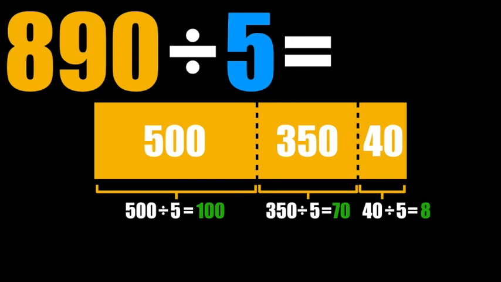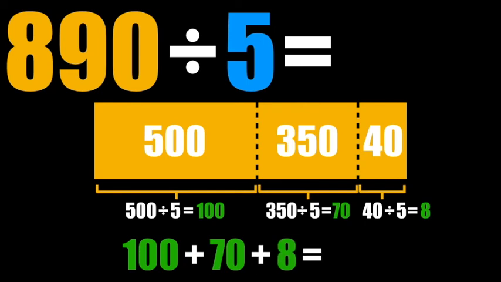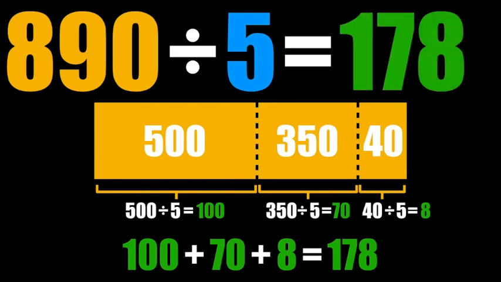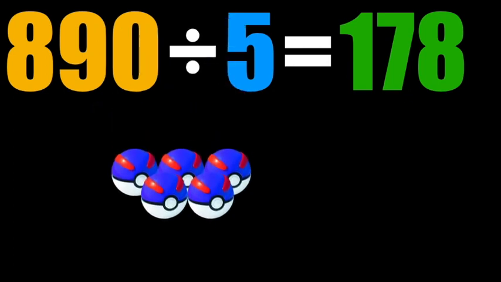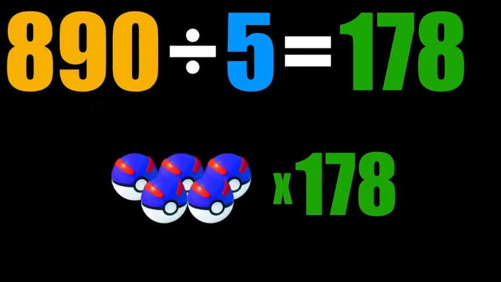Now we add all those values up. 100 plus 70 plus 8 equals 178. So 890 divided by 5 is 178. Holy cow. That means I need to buy 178 bundles of 5 Great Balls. That is going to break the bank.